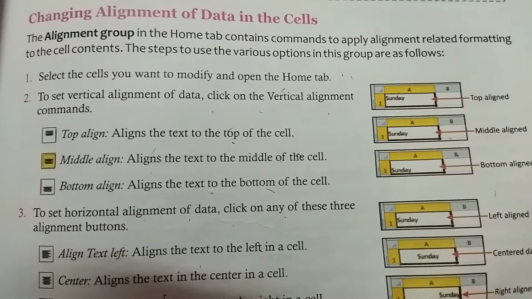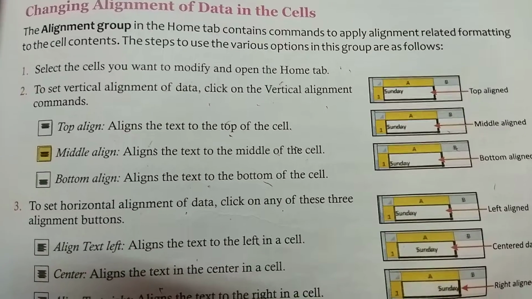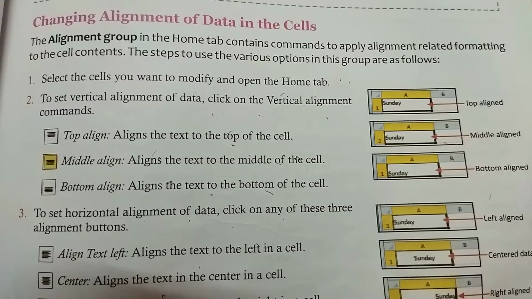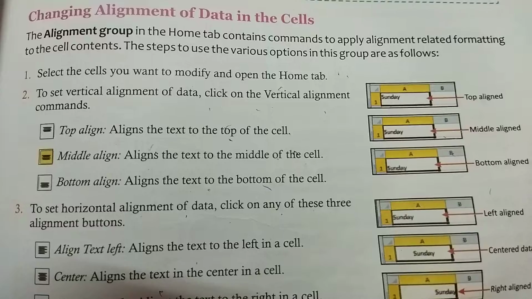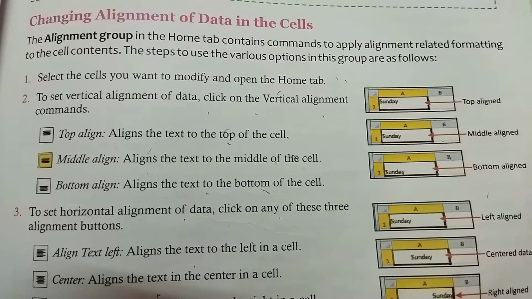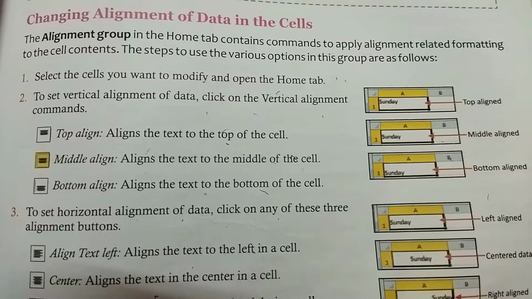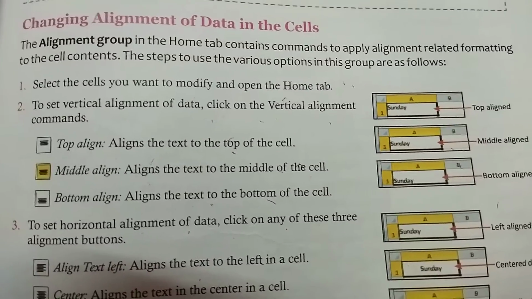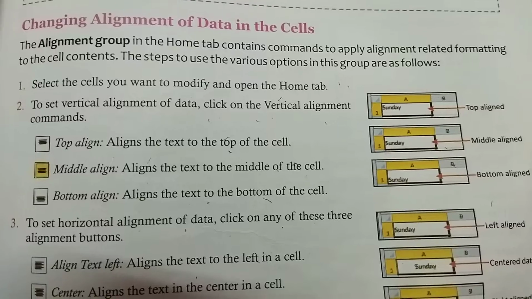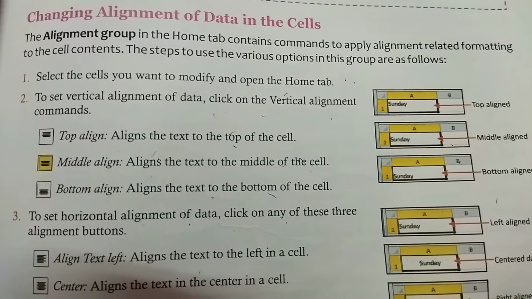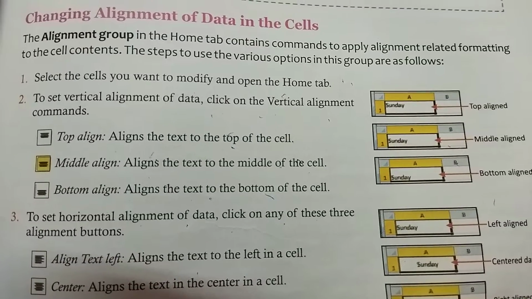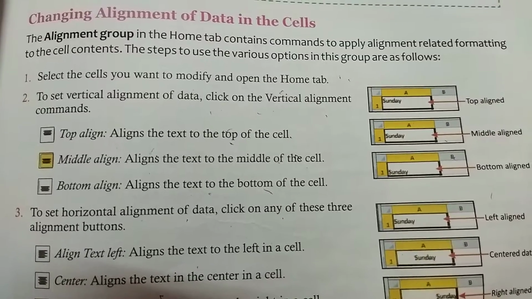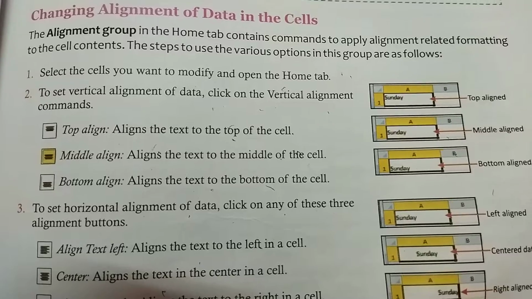So let's start. First of all, select the cells you want to modify and open the Home tab, and then go to set the vertical alignment of data. Click on the vertical alignment commands. Top align, middle align, and bottom align are available. Top align aligns the text to the top of the cell, middle align aligns the text to the middle of the cell, and bottom align aligns the text to the bottom of the cell.